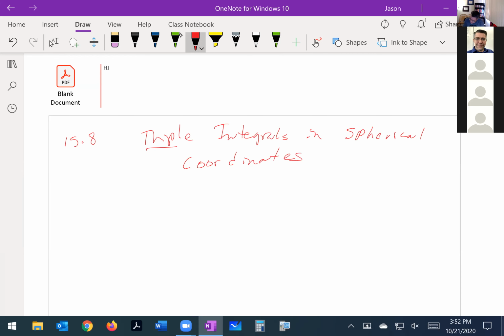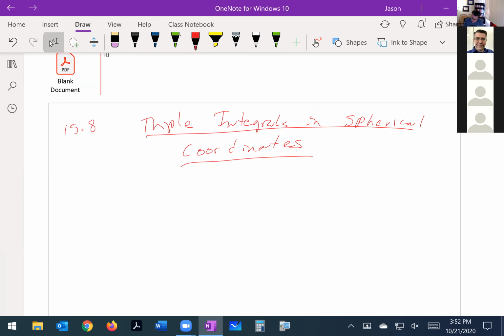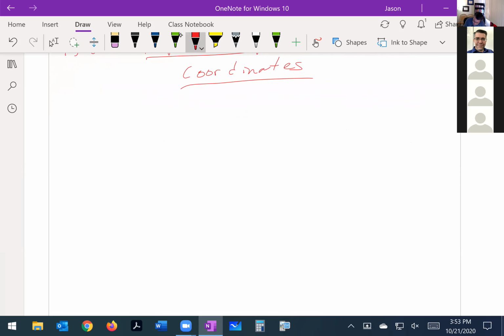Okay, triple integrals and spherical coordinates. So what are spherical coordinates? Spherical coordinates, we say that they're rho, which I'm going to call P again, because I can't seem to draw a rho real well. Okay, P, theta, and phi. So this is rho, theta, and phi.